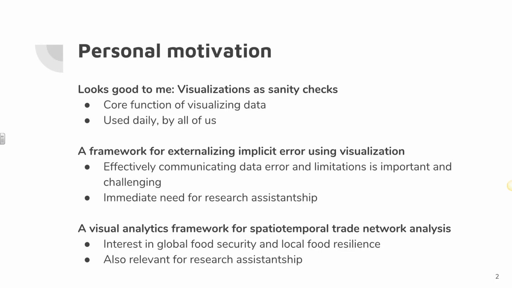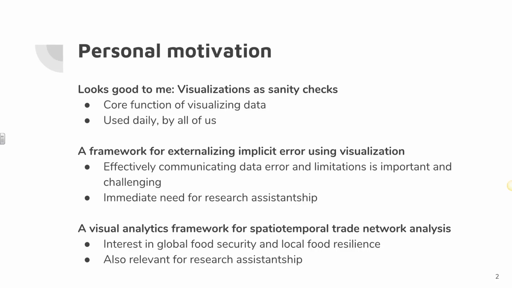The paper about externalizing implicit error. Communicating error about your data is really important and also can be challenging. So this resonated with me as I'm trying to figure out how to do that with my own research. And in particular, the research assistantship I'm on, the APHIS Pathways project, has a lot of these same challenges, where the experts know about the data inconsistencies, and as a matter of fact, they don't trust the research that has been done previously because of not acknowledging those inconsistencies. So we need to figure out a way to handle that.